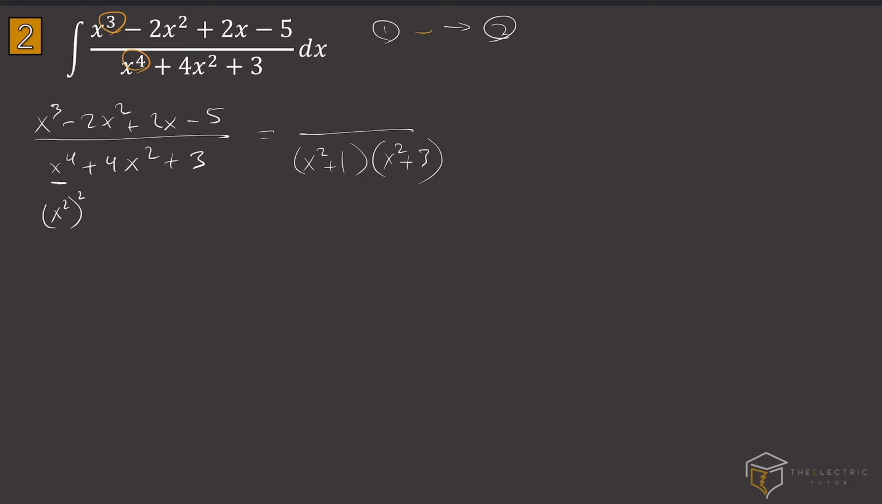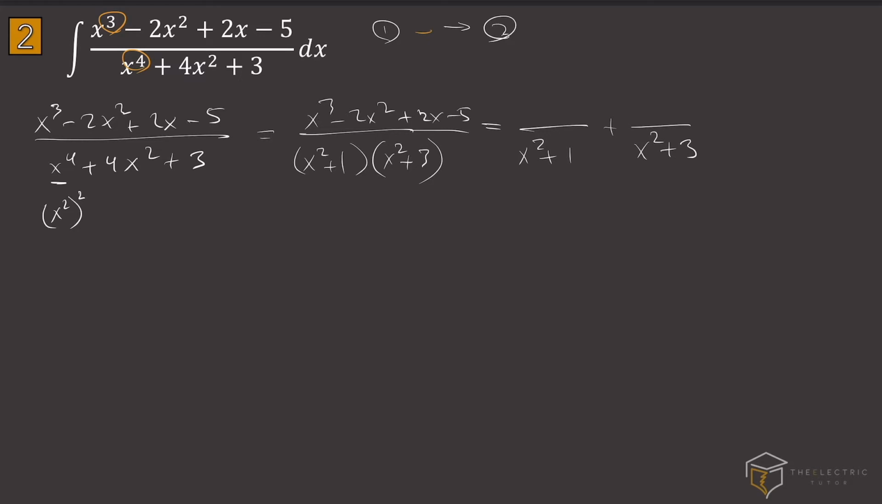Okay? Then I rewrite the numerator, which stays the same. And now x squared plus 1 and x squared plus 3 are irreducible quadratics. There's no way I can simplify them any further using real numbers. So I'm going to split them into two new fractions. One with x squared plus 1 and another one with an x squared plus 3.